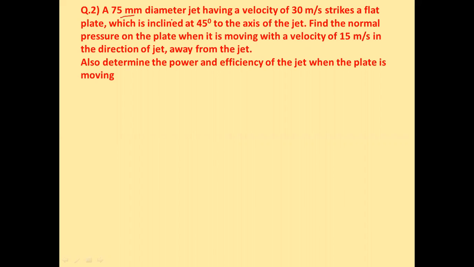A 75 mm diameter jet having a velocity of 30 meter per second strikes on a plate which is inclined at 45 degree to the axis of the jet. Find the normal pressure on the plate when it is moving with a velocity of 15 meter per second in the direction of the jet away from the jet. Also determine the power and efficiency of the jet when the plate is moving. Okay, so we'll tackle this question one by one.